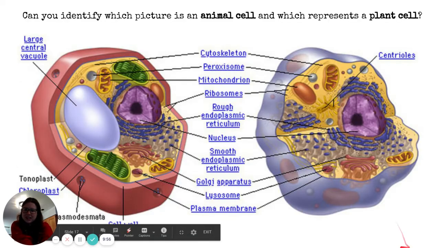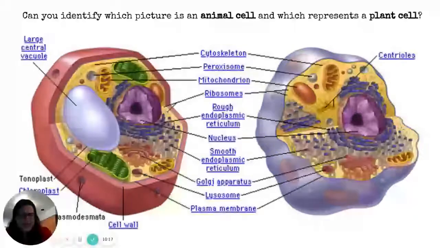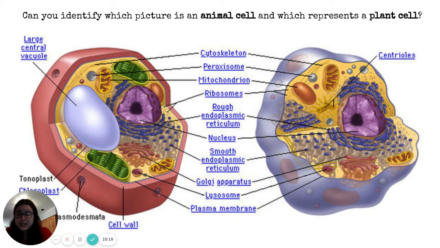So let's do a small check for understanding. Right now, I have two cells on my screen. One is an animal cell and one is a plant cell. Take just a second and maybe consider pausing if you need some more time to think. Take just a second and identify which one is an animal cell and which one is a plant cell.